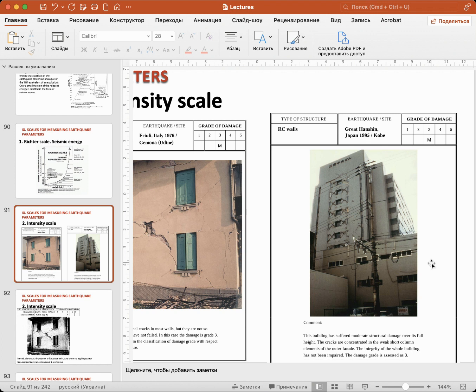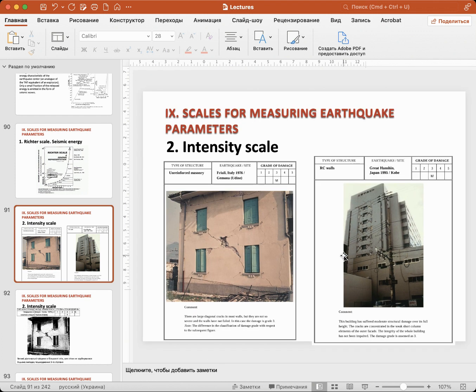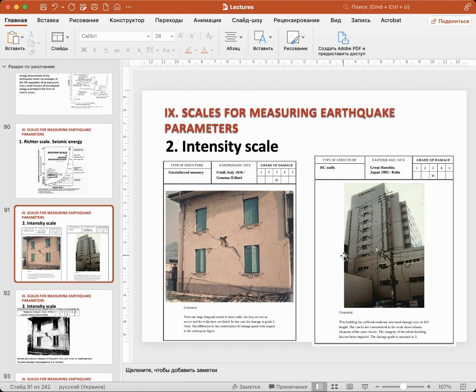Okay, and here is the moment of truth. I will explain. So, how do you think, which of these buildings has more seismic resistance? Which building is stronger: reinforced concrete walls or unreinforced masonry walls?